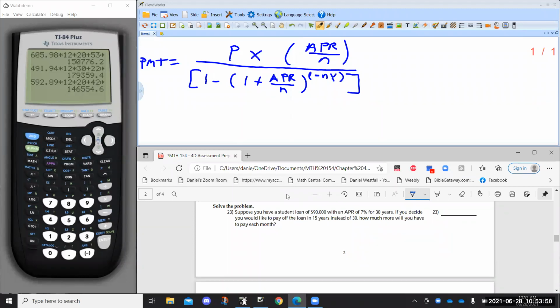All right, suppose you have a student loan, a $90,000 student loan. APR is 7%, and you want this for 30 years.